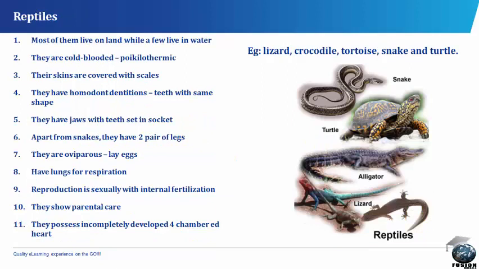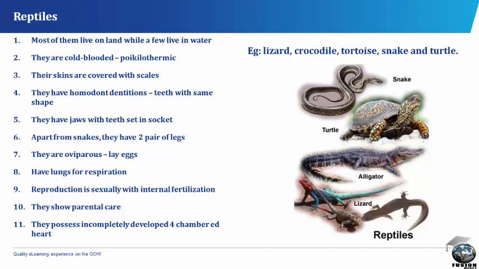The reptiles. Most of them live on land while a few live in water. They are cold-blooded, which could be called poikilothermic. Their skins are covered with scales. They have homodont dentitions, that is, teeth with same shape. They have jaws with teeth set in socket. Apart from snakes, they have 2 pairs of legs.